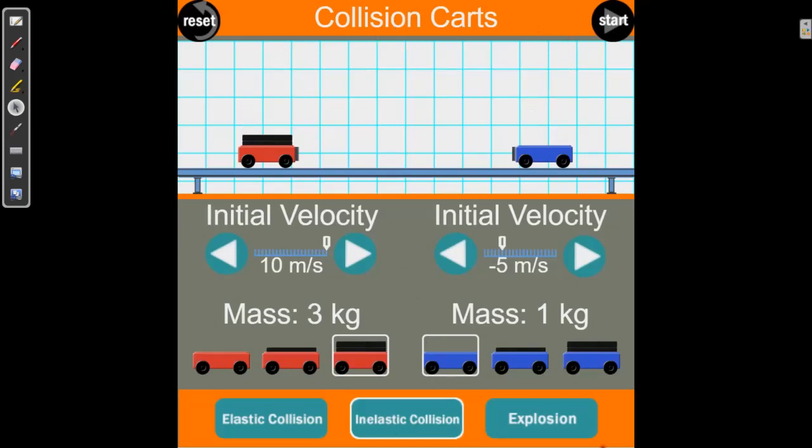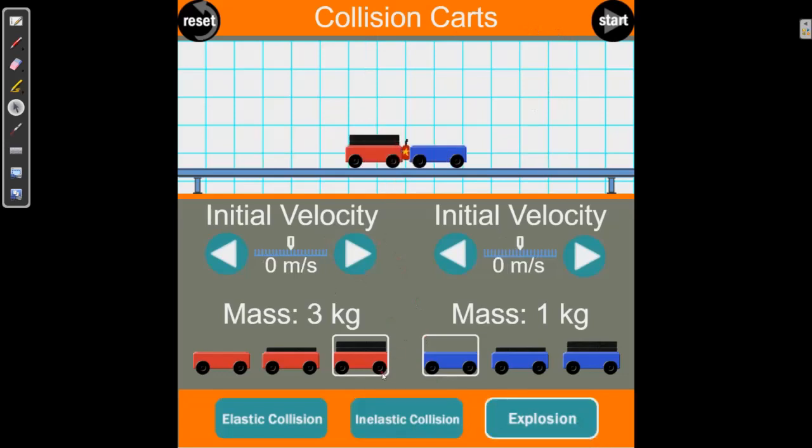Last type here, let's look at explosions. So now they're starting together. Let's go with equal masses. They start at 0 meters per second. So what's the initial momentum of this system? It's 0. Neither cart is moving. So that means the final momentum of the system must also be 0.